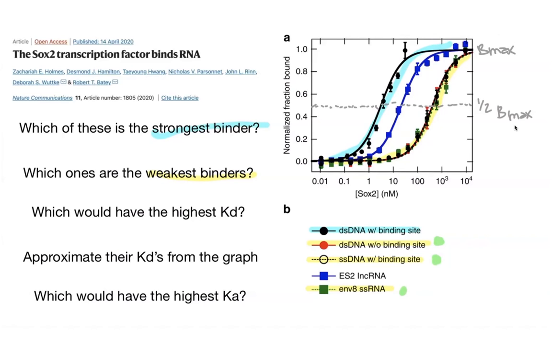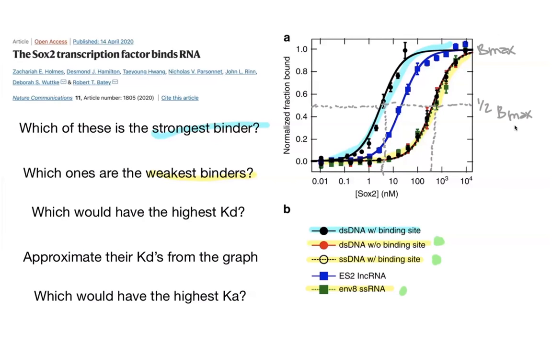Okay, so now what we're going to do is go down and find where the half Bmax intercepts our curve. In this case, we're going to get something in between 1 and 10 nanomolar for the black, for the strongest binding, the double-stranded DNA site. And in the case of our weaker binders, they're going to be somewhere between 100 and 1,000.